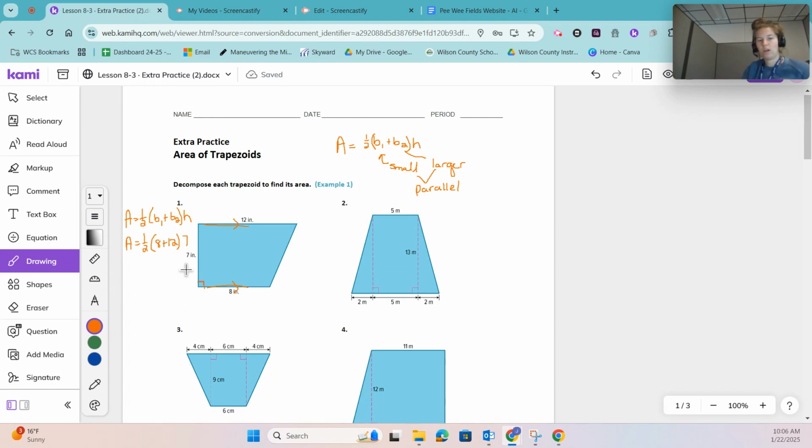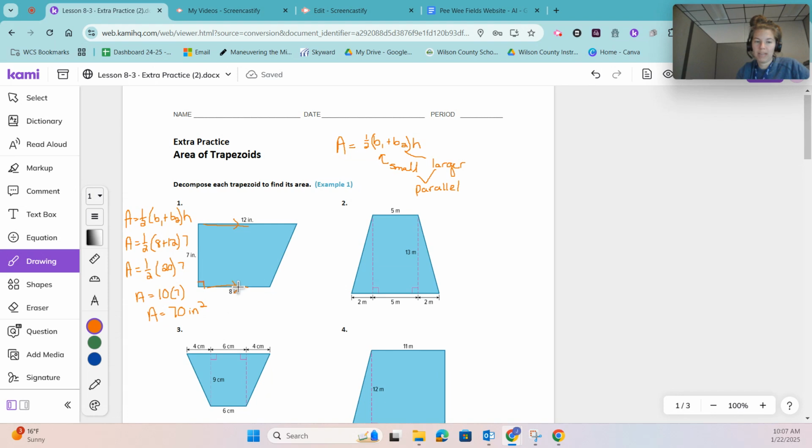Okay, so as we follow this, we do parentheses first, following my order of operations. 1/2, 8 plus 12 is 20 times 7. 1/2 of 20 is 10. Area equals 10 times 7. So the area is going to be 70 inches squared. Again, area is inches squared.